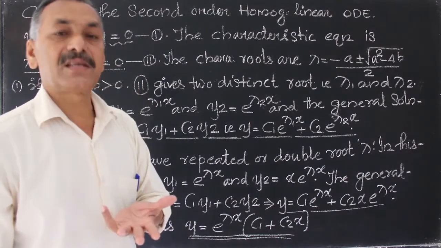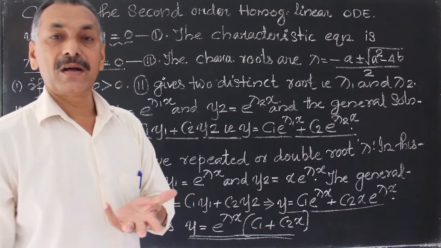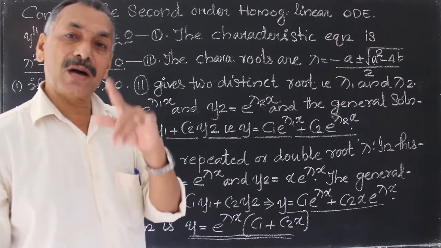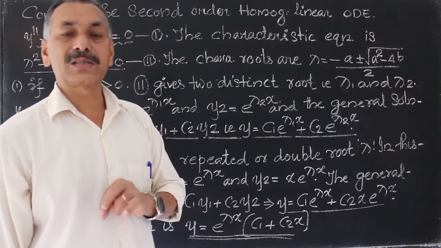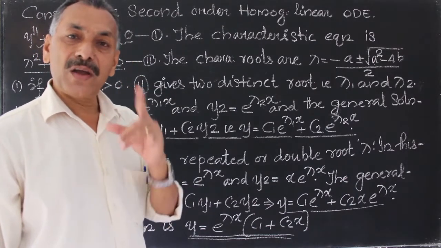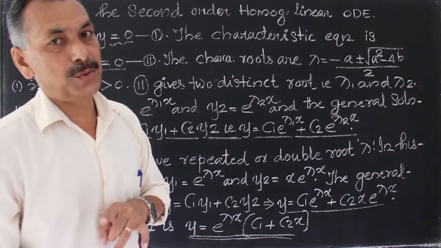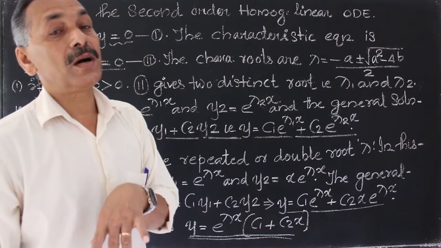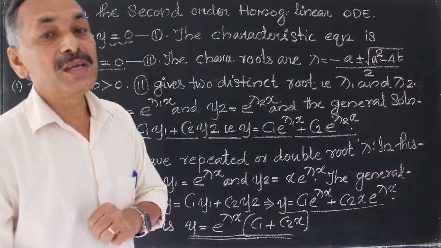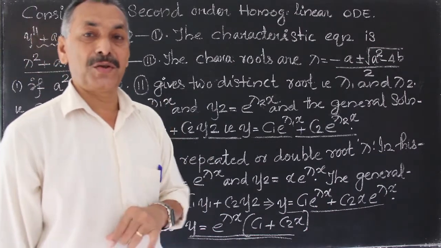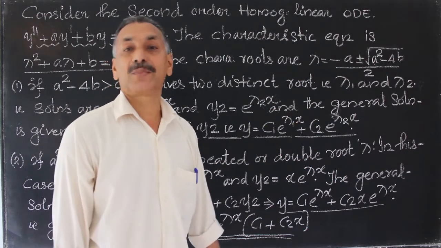Then we write the characteristic equation lambda square plus a lambda plus b is equal to 0. Solve it. If lambda 1 and lambda 2 are two distinct roots of the characteristic equation, then the solutions are y1 is equal to e raised to lambda 1 x and y2 is equal to e raised to lambda 2 x. Moreover, y1 and y2 are linearly independent. Hence, the general solution is given by y is equal to c1 y1 plus c2 y2, that is c1 e raised to lambda 1 x plus c2 e raised to lambda 2 x.